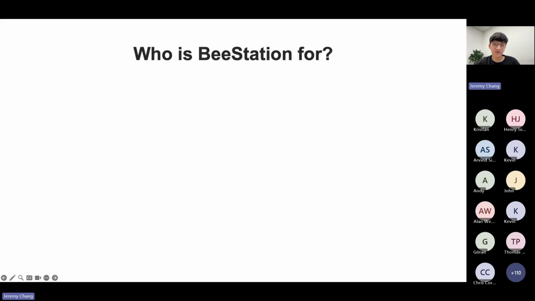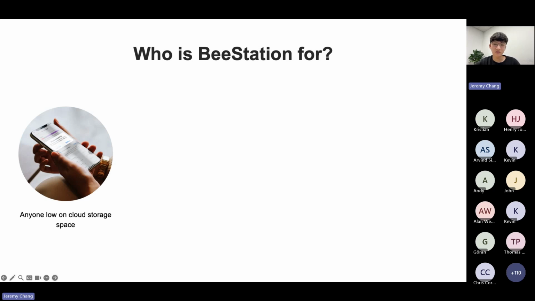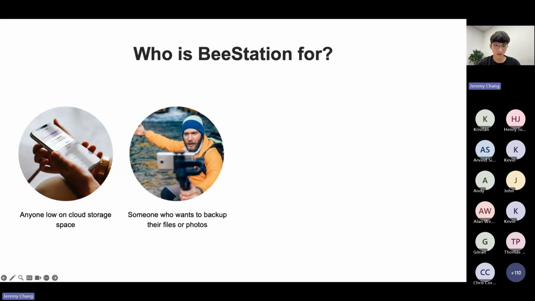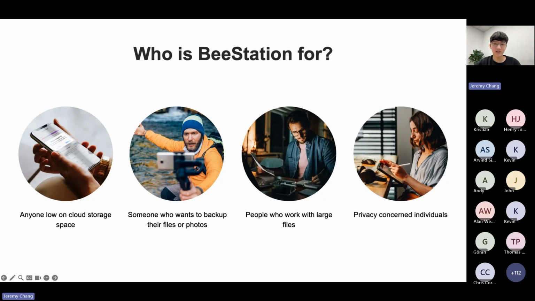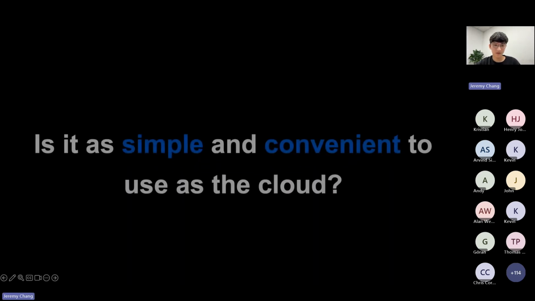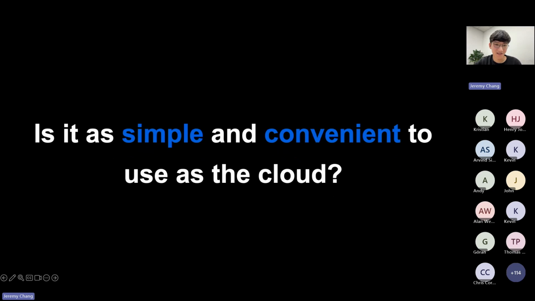So BeeStation is really designed for someone who may be low on cloud storage, and they're a bit undecided on whether they want to continue with their monthly subscriptions or look for an alternative out there like BeeStation. It could also be someone that just wants to start a simple backup of their files, folders, and photos. Or it could be people who work with large files, which means that cloud storage fees become expensive very quickly. And of course, anyone who's concerned about the privacy of their data and want to know exactly where their files are stored. But really, is BeeStation as simple and convenient to use as the cloud?